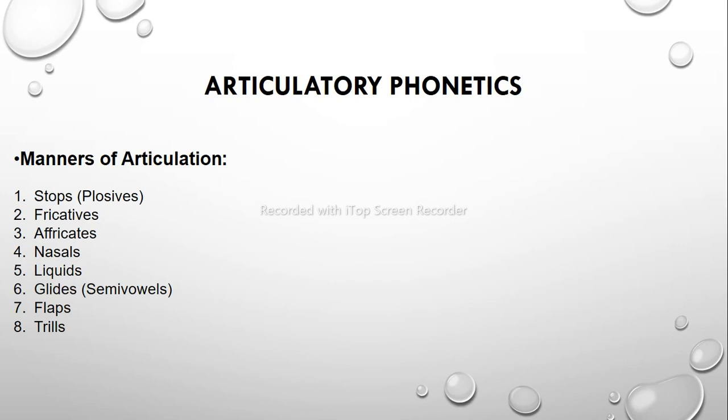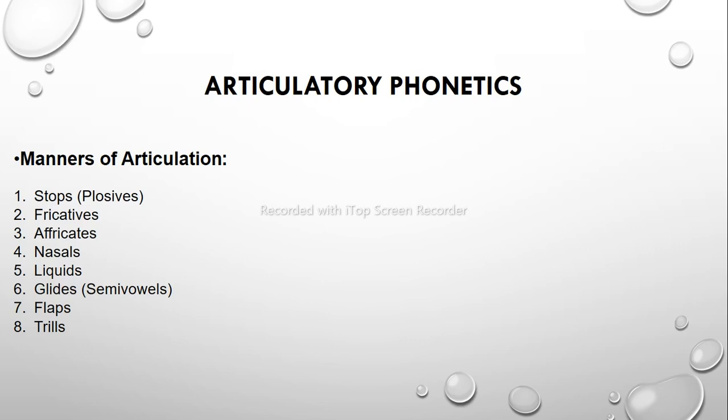3. Affricates. These are a combination of a stop followed by a fricative. The airflow is first blocked completely and then released through a narrow constriction. Examples include t, as in ch, and d, as in j. 4. Nasals. Airflow is directed through the nasal cavity due to the lowering of the velum. Examples include m, n, and ng. 5. Liquids. These are sounds where the airflow is only partially obstructed, allowing it to flow smoothly around the sides of the tongue. Examples include l and r.